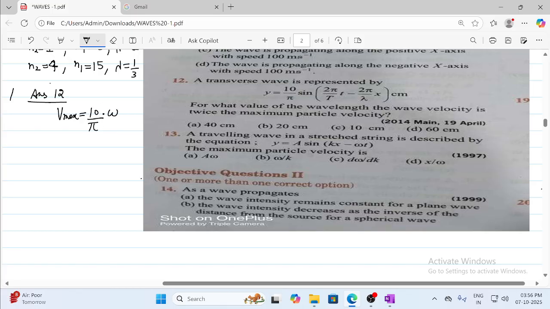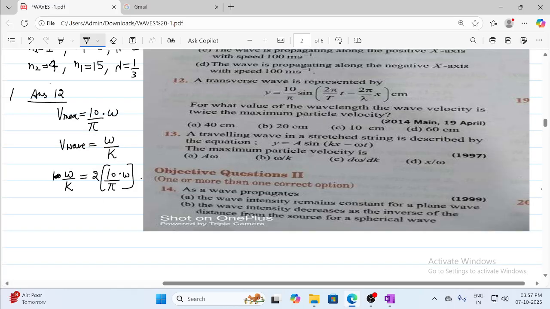And they are talking about wave velocity. How much is the wave velocity? Omega by k. We will find k. So the wave velocity is twice, that is omega by k equal to twice of 10 upon pi into omega. So omega will get cancelled. k will be pi by 10, and I can write it as 2 pi by 20. So lambda is going to be 20, and this becomes 40. So lambda will become 40.